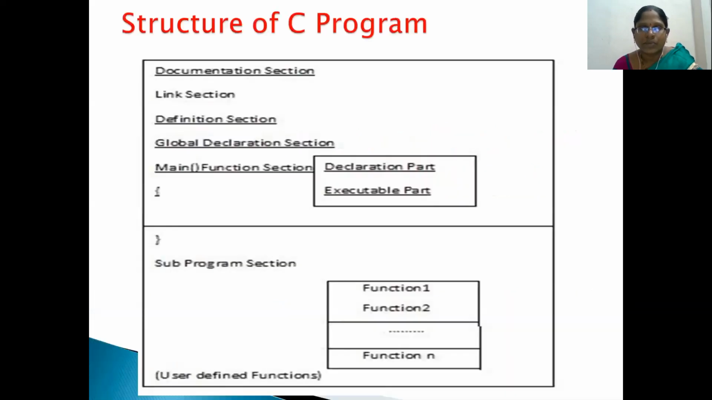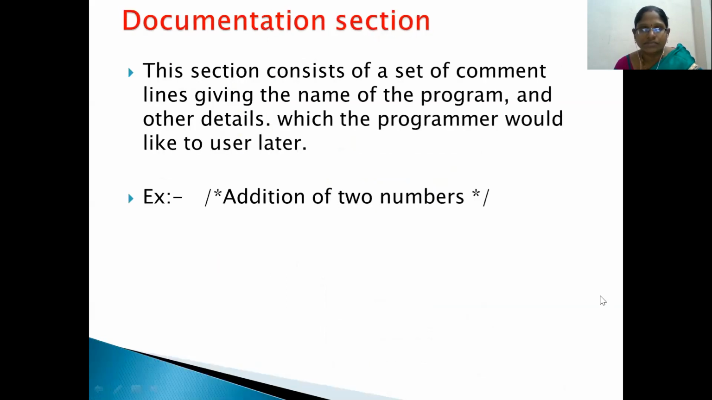In the structure of a C program, you are going to have 6 sections. The first one is documentation section, the second one is link section, third one is definition section, fourth one is global declaration section, fifth one is main function section. In this main function section, you will have two parts, declaration part and executable part. And the last section is subprogram section. Now we will see in detail about all the sections.